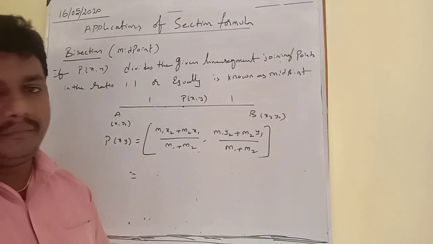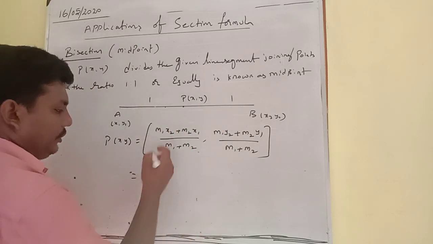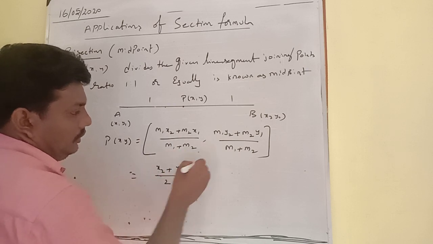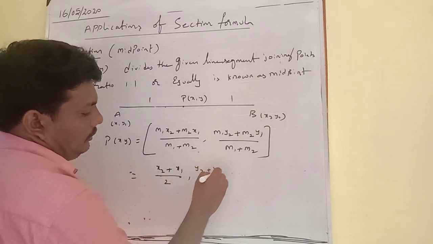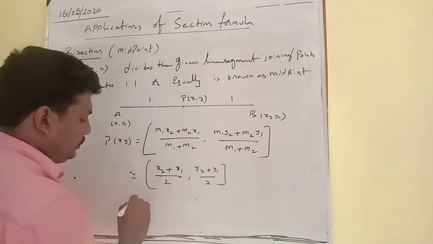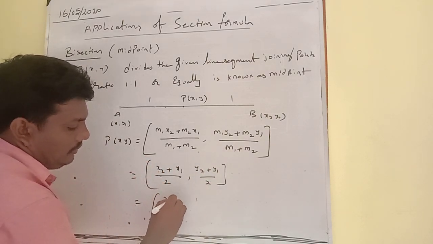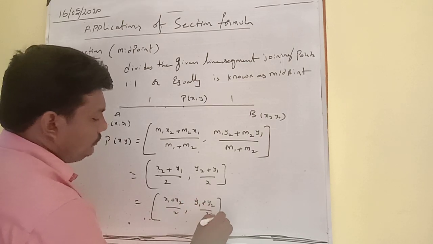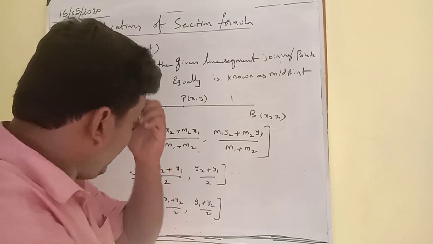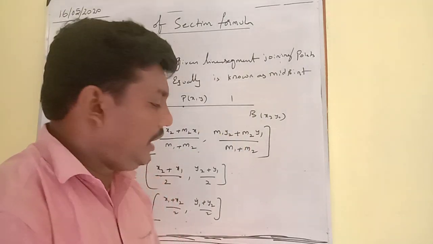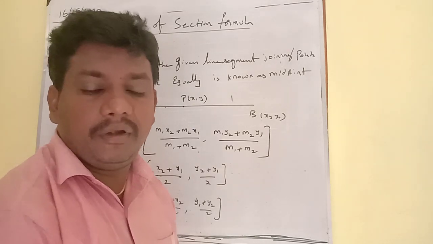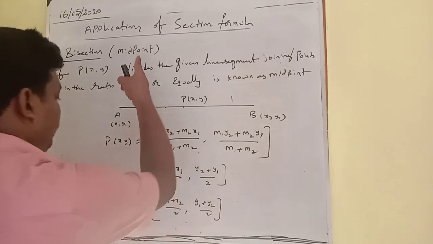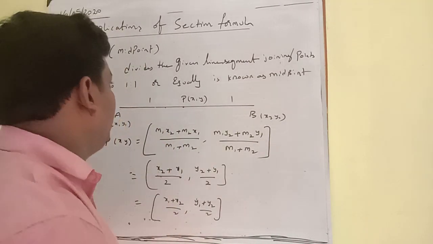In place of m1 and m2 we consider 1 and 1. So 1 into x2 is x2, 1 into x1 is x1, by 1 plus 1, which is 2. Similarly, y2 plus y1 by 2. So we can simply write it as (x1 plus x2) by 2, comma, (y1 plus y2) by 2. We call it the average of the x coordinates and the average of the y coordinates, which gives the middle point of the given line segment. This is called the midpoint formula, a very important formula.